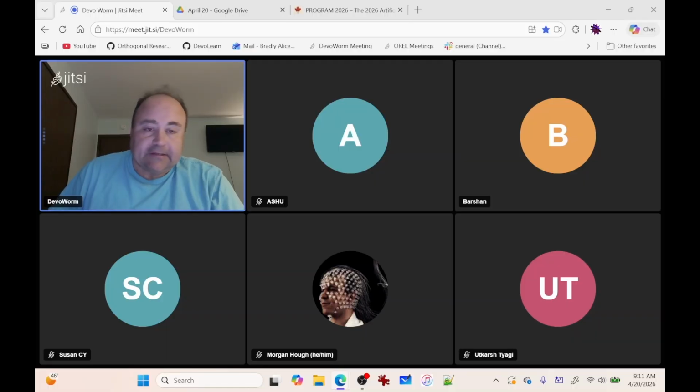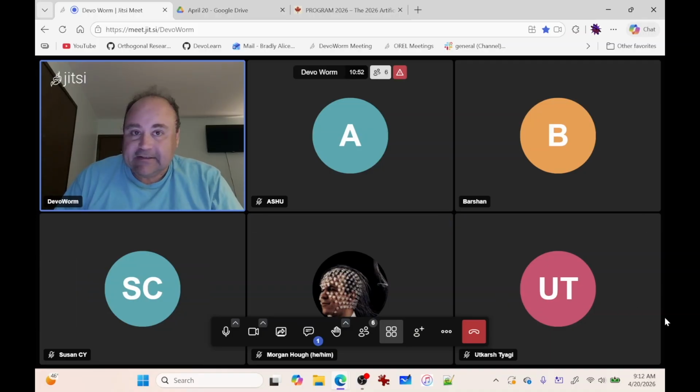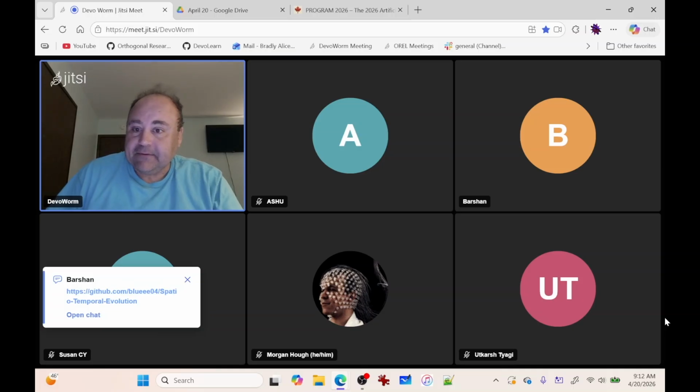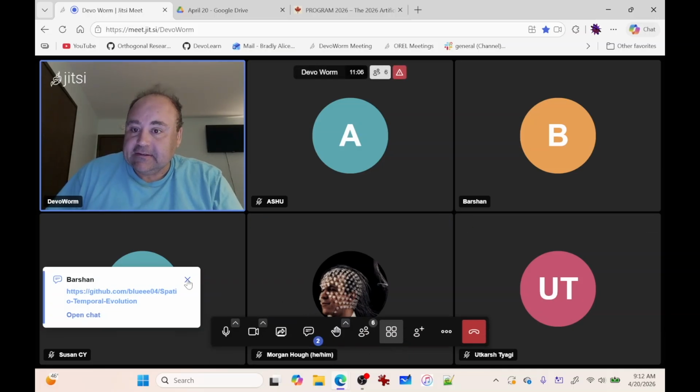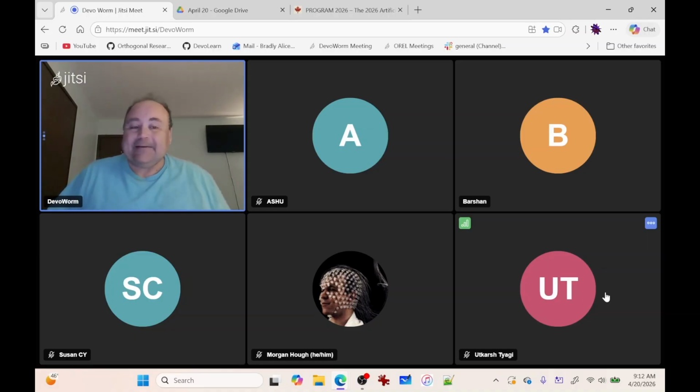Yeah, that looks great. I'd have to take a look at it a little bit more. Like you and Ashu have been creating these datasets, and I'd like to host them on the DevoWorm organizational GitHub. That'd be nice to have. So that's the spatiotemporal evolution dataset. Thank you, Barshan, for presenting on that.